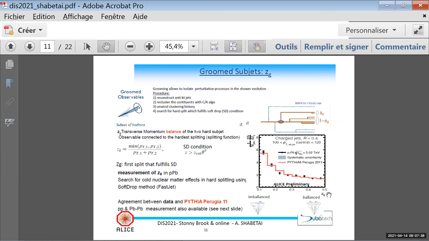Okay, the first observable I want to discuss is the so-called zG, which is a transverse momentum balance between two hard subjets. And this was measured in a few systems, and you have a sketch of what it is. I mean, you just look at the hardest splitting of your jet in your history, and then you make a plot of it. And if you measure it in Pb-Pb, you see that you get a peak at lower zG, so you have jets which are mostly in balance, and fewer jets which are unbalanced, where you have a difference in the pT of your constituents. And you have a nice agreement with PYTHIA.